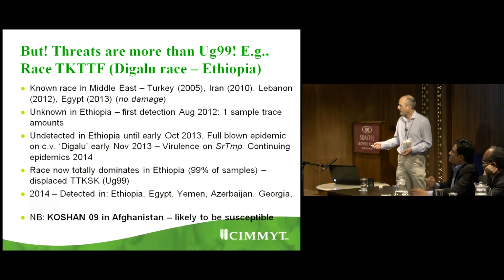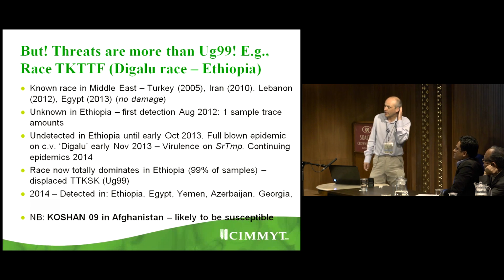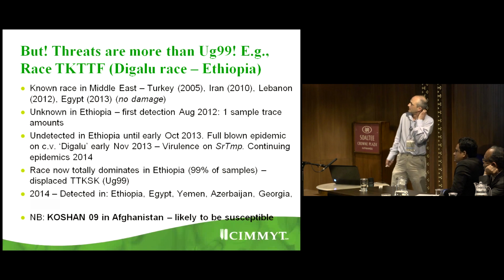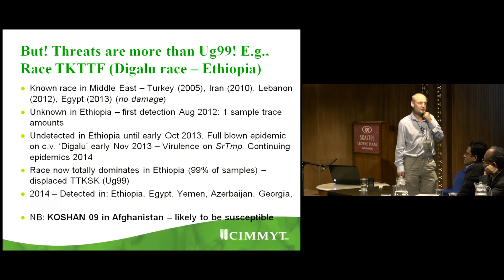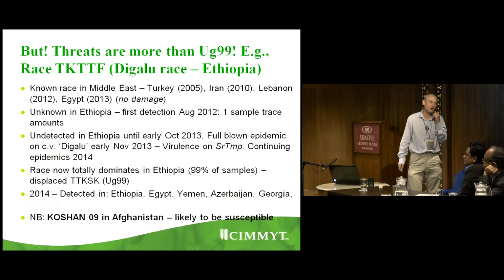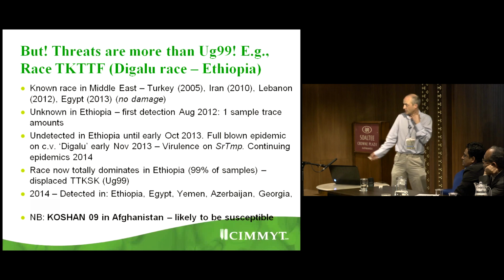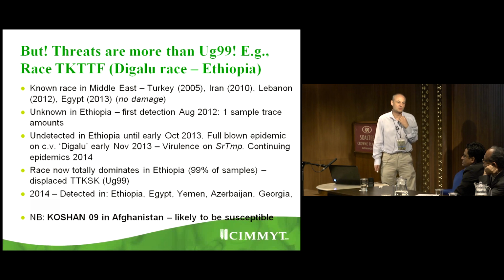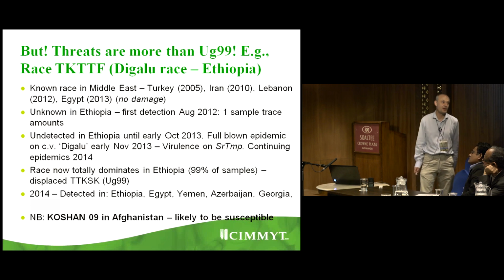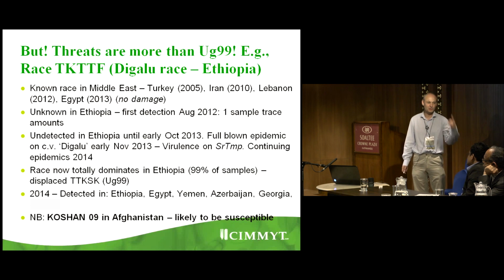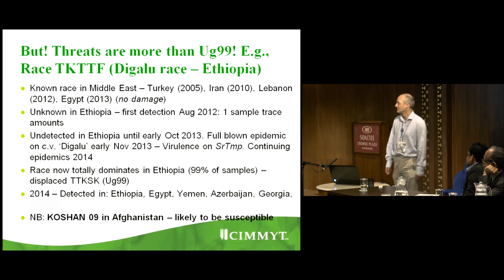One of these is this race, TKTTF, what we call the Digaloo race in Ethiopia. It was a known race from many countries in the Middle East, been around for quite a few years. It's not caused any problems in any of those countries so far. It was unknown in Ethiopia. We got first detection, we believe, in August 2012, and it was a single sample, a trace. It was actually a yellow rust sample we collected, but then Mogens picked one pustule of stem rust out of that sample, and it turned out to be this race.